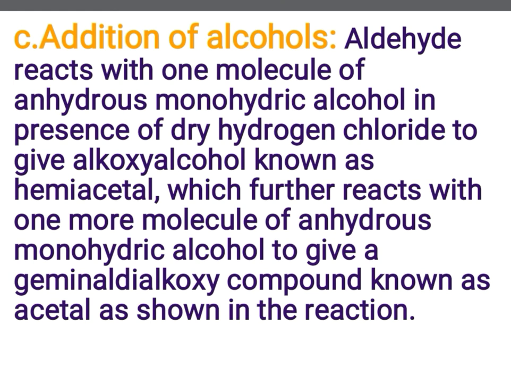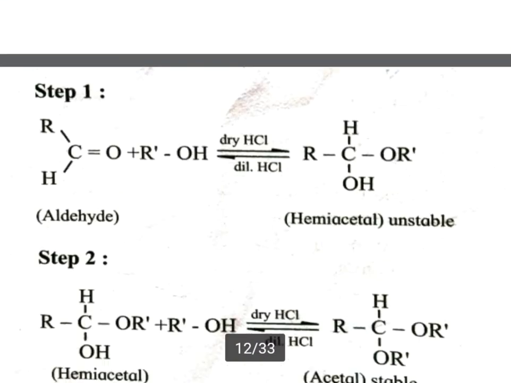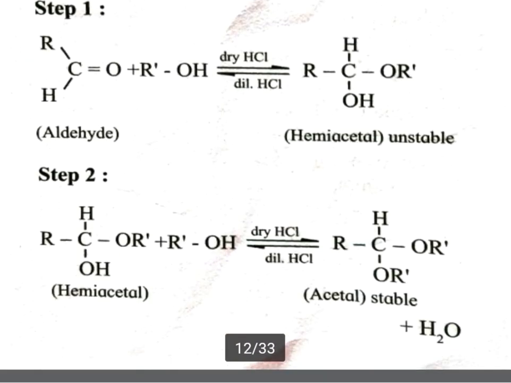Next is addition of alcohols. Aldehyde reacts with one molecule of anhydrous monohydric alcohol in presence of dry hydrogen chloride to give an alkoxy alcohol known as hemiacetal, which further reacts with one more molecule of anhydrous monohydric alcohol to give a geminal dialkoxy compound known as acetal, as shown in the reaction. So the addition of alcohol to aldehyde and ketone takes place in two steps. Here are the two steps.